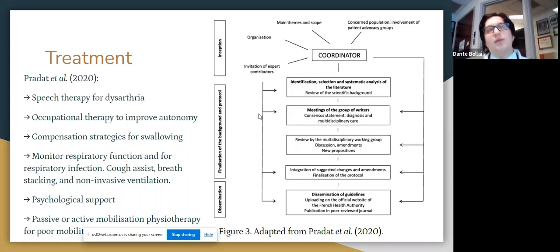Respiratory function has to be monitored because of the risk of aspiration pneumonia as one gets older, and monitoring for respiratory infection. Cough assist, breath stacking, and non-invasive ventilation may be used. Psychological support for the emotional aspect of the illness. It can be quite debilitating, and patients can really struggle with this sort of diagnosis and these sorts of symptoms. And passive or active mobilization physiotherapy for those with poor mobility is also recommended.